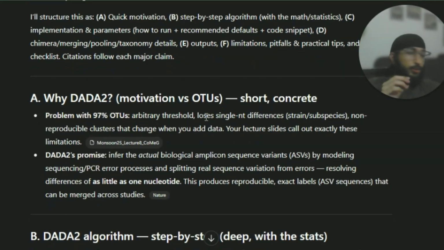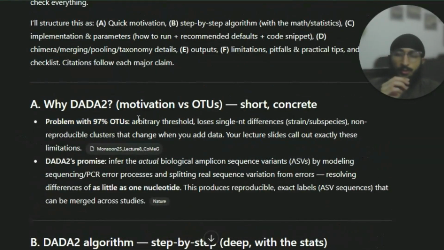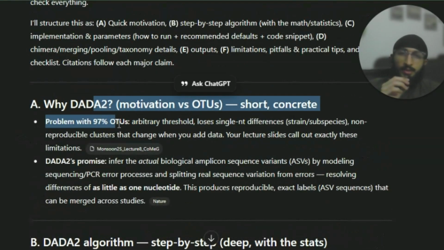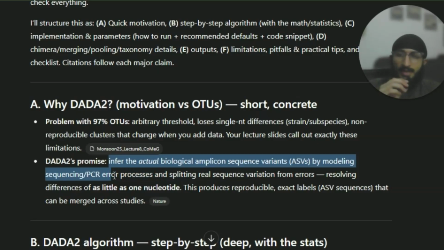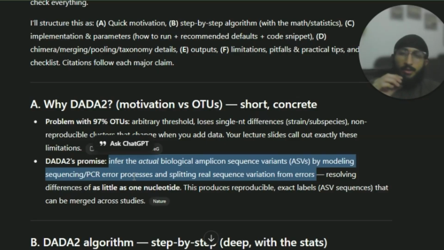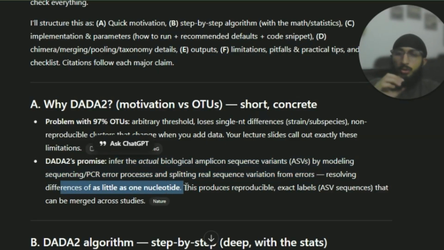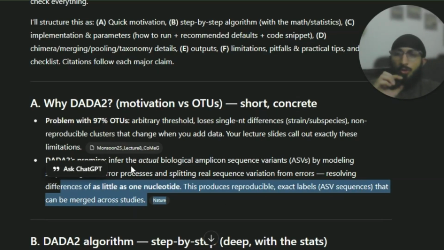Now, talking about DADA2 and the motivation versus OTUs, the short concrete version. The problem with 97% OTUs is the arbitrary threshold. We have set 97%. It loses single nucleotide differences, strain and subspecies differences, and gives non-reproducible clusters that change when you add data. The lecture slides that I uploaded call out exactly these limitations. DADA2's promise was that we'll be inferring the actual biological amplicon sequence variants (ASVs) by modeling sequencing and PCR error processes and splitting real sequence variation from the errors, resolving differences of as little as one nucleotide. This produces reproducible exact labels, the ASV sequences, that can be merged across studies.